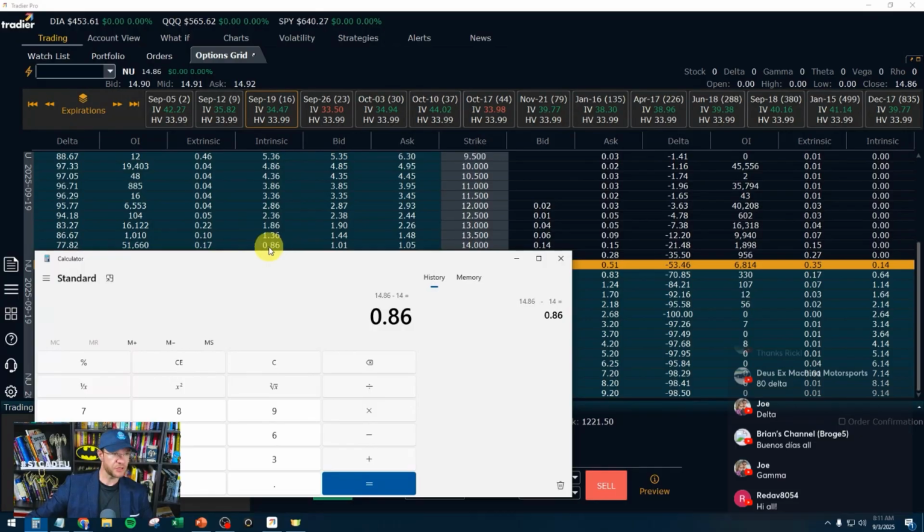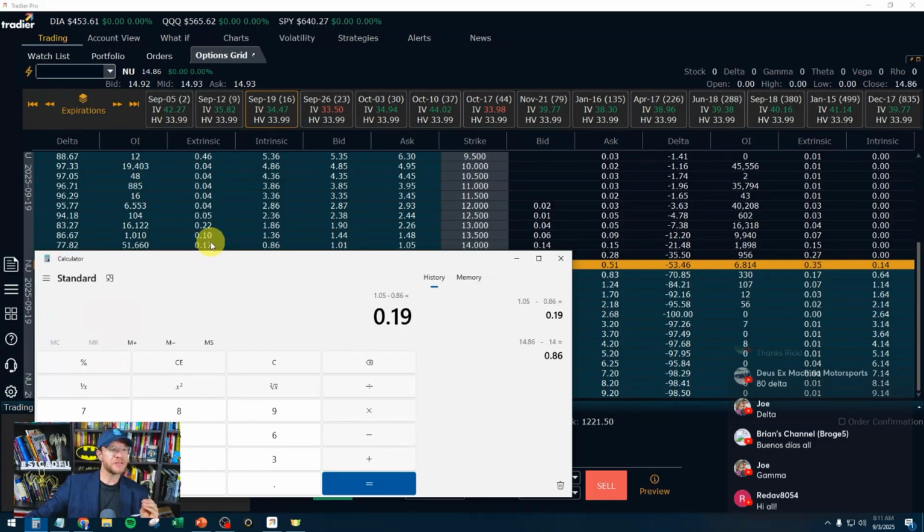We know that for sure, hands down, no matter what. This will always be the same: intrinsic value is the current price minus your strike. Now, extrinsic value takes the difference. Let's imagine the midpoint of the price here. Takes the difference between the midpoint price and the intrinsic value. So for example, 1.05 minus 0.86 gives you 19 cents of extrinsic value. Hitting the midpoint there gives you 17 cents.